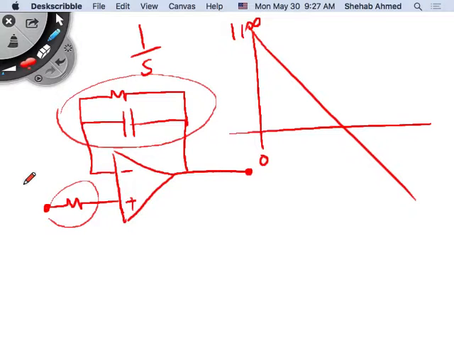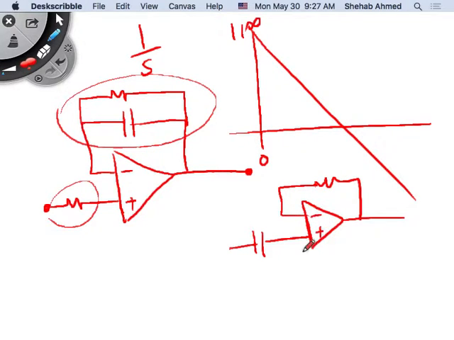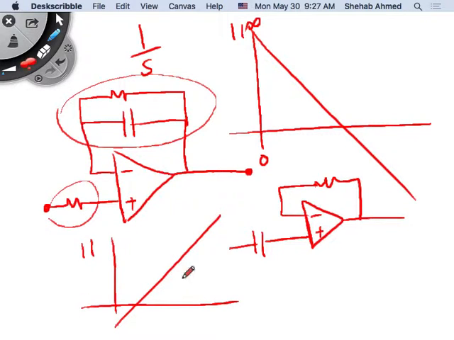Okay? And same thing with the differentiator. We found that the transfer function of the differentiator was like this. It has no DC gain, but it has infinite high frequency gain. Infinite high frequency gain means what?